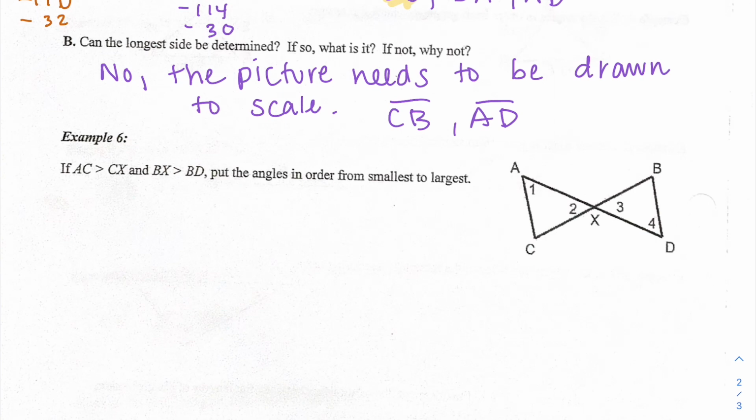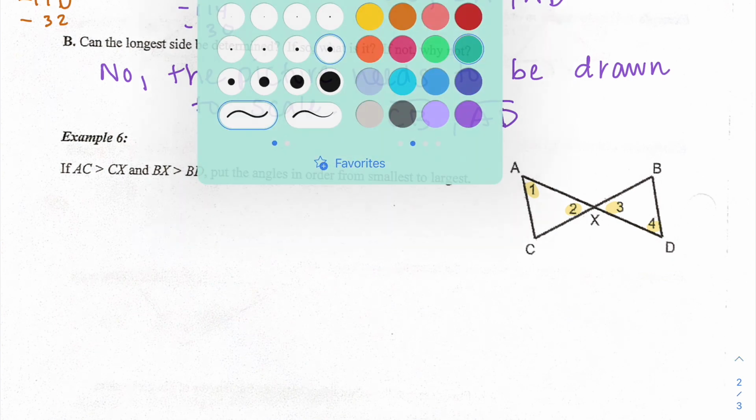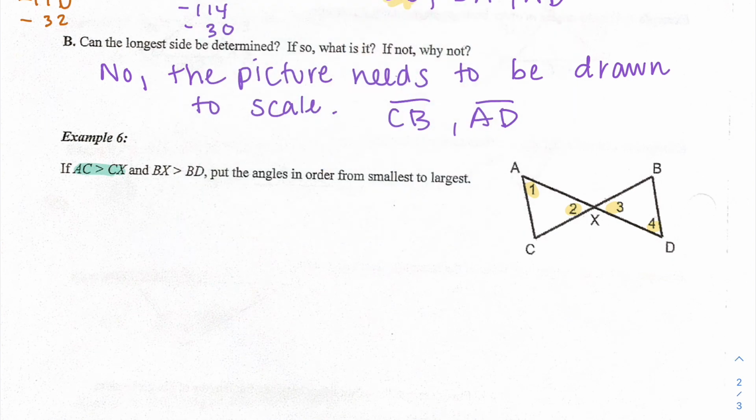And finally, example 6, it says AC is greater than CX, and BX is greater than BD. Put the angles in order from smallest to largest. It's a lot going on there. We have 4 angles here to focus on: 1, 2, 3, and 4. Now they give us some clues here. The first couple clues they give us say that AC is bigger than CX, which means AC is the longest side and CX is the smallest side.